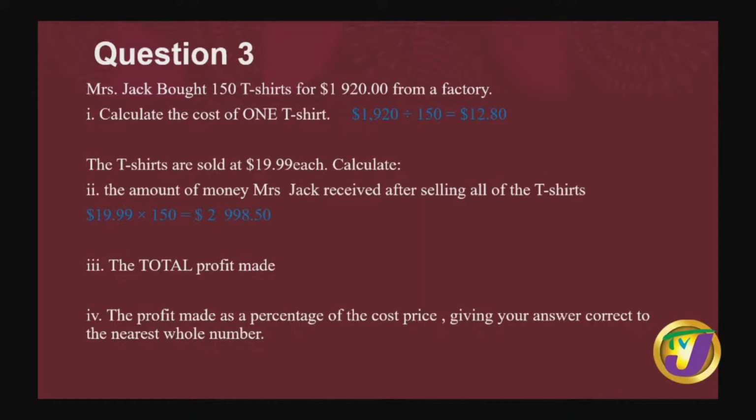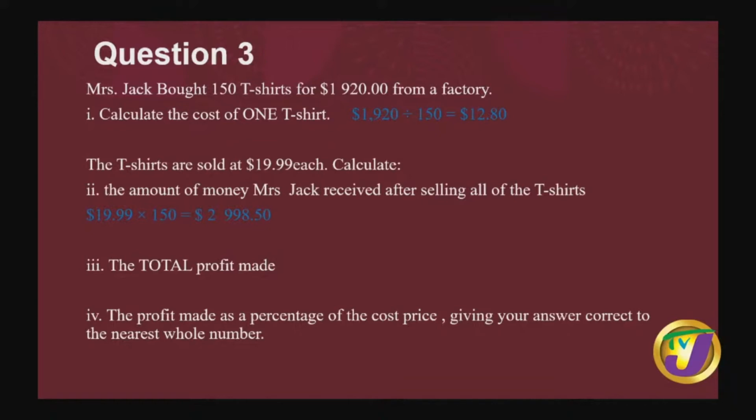Okay, the overall selling price for the 150 T-shirts is $2,998.50. That's right? Not bad. Actually, definitely we can see that there was a profit, right? And we could see that by comparing the $12.80 with the $19.99.